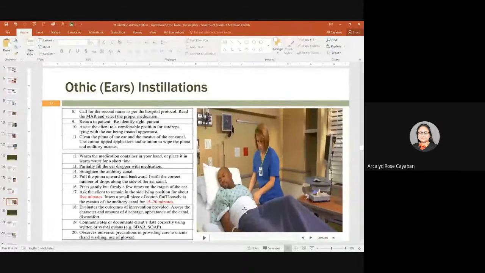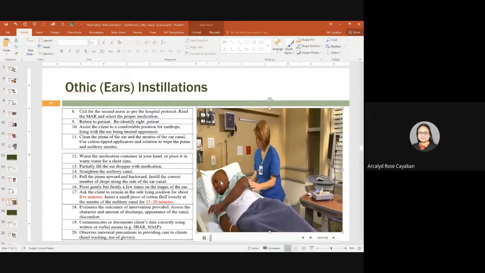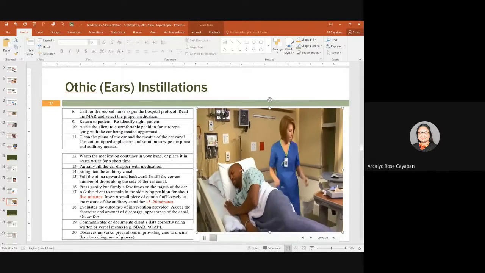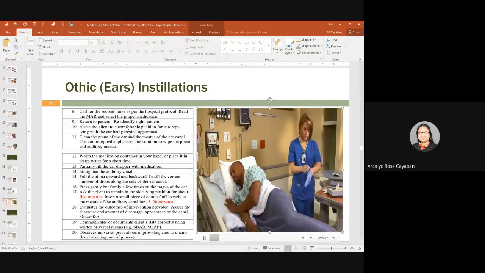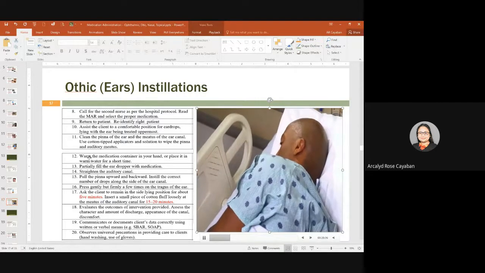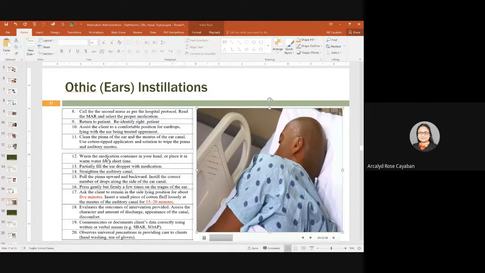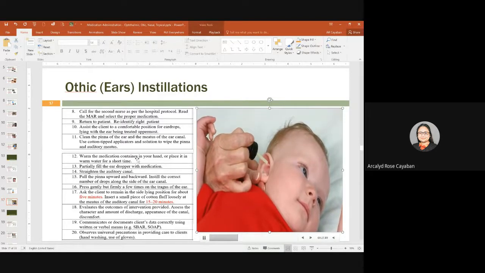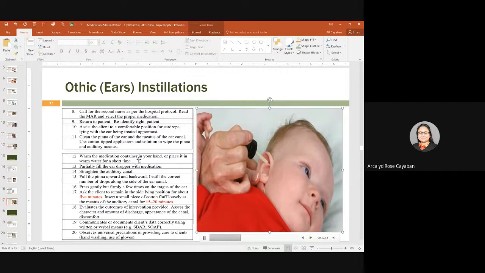Before that, you have to position the bed, so the height of the bed is according to your height and your position. So the affected area now here is on the left ear. So we have to ask the patient to turn to the right side. You have to wear what? Clean gloves, of course. But before that, for number 12, while preparing the equipments, while cleaning the ear of the patient, make sure to warm the medication in your hand or place it in warm water. Why? So that the medication will be comfortable as you instill it into the ear of the patient.